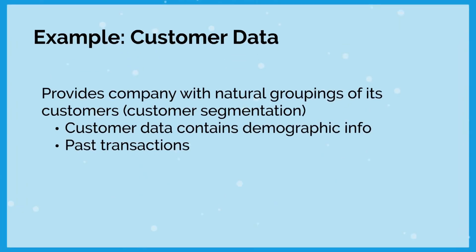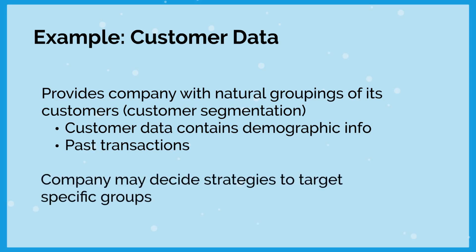So let's talk about an example. We could use this to look at customer data, and it would provide the company with natural groupings of its customers. In the business world, this is called customer segmentation. So our customer data contains demographic info, and we're also going to have past transactions by all of those customers. And then we can use that information to decide strategies to target specific groups or tailor our advertising to those groups.